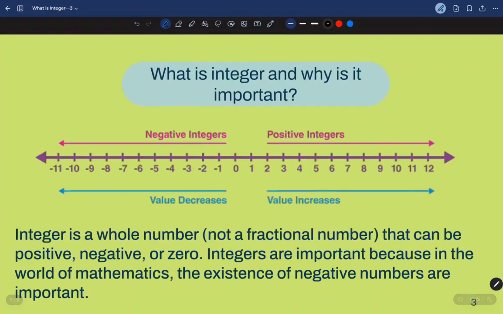So what is an integer and why is it important? An integer is a whole number that can be positive, negative, or zero. Integers are important because in the world of mathematics, the existence of negative numbers is very, very important. So negative 7, negative 6, negative 5, we call it like that. You can't say this is minus 5. This is negative 5. For positive numbers, we call it 1, 2, 3, 4, just as you all know. Now this is important: the existence of 0. In integers, 0 is included.